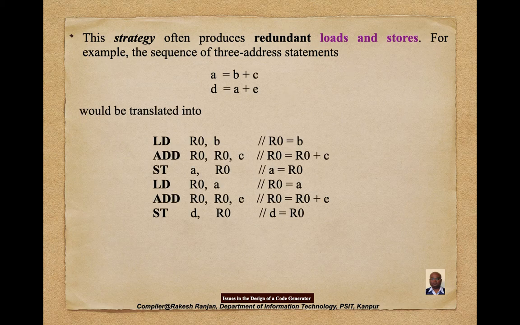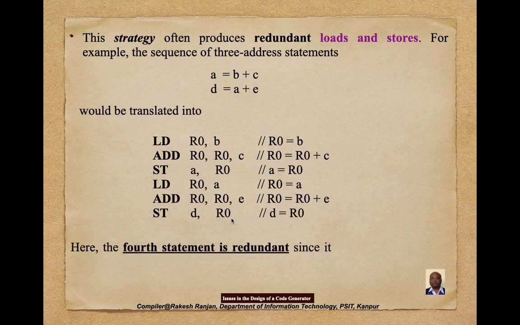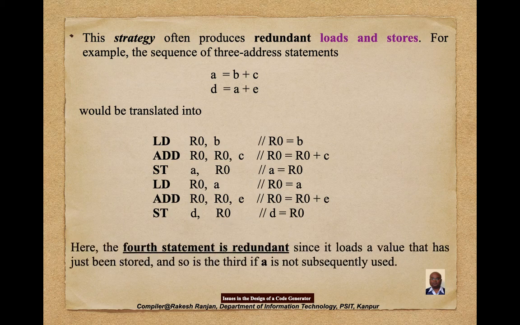So what we can do, we can use it like this: for a = b + c, d = a + e. If the template is used, we should write: load r0 comma b, add r0 comma r0 comma c, store a comma r0. And for d = a + e, we should write: load r0 comma a, add r0 comma r0 comma e, store d comma r0. So if we are using the template, here the fourth statement is redundant: 1, 2, 3 and 4. This fourth statement is a redundant statement, since it loads a value that has been stored.